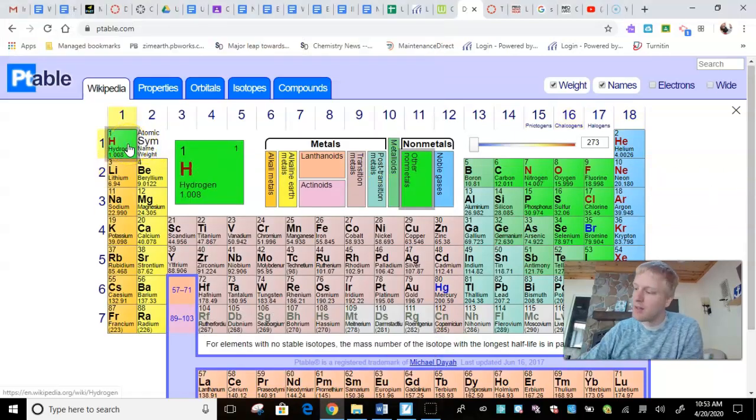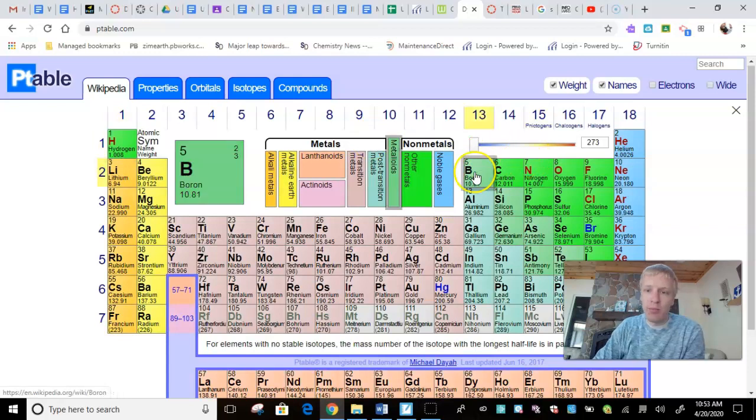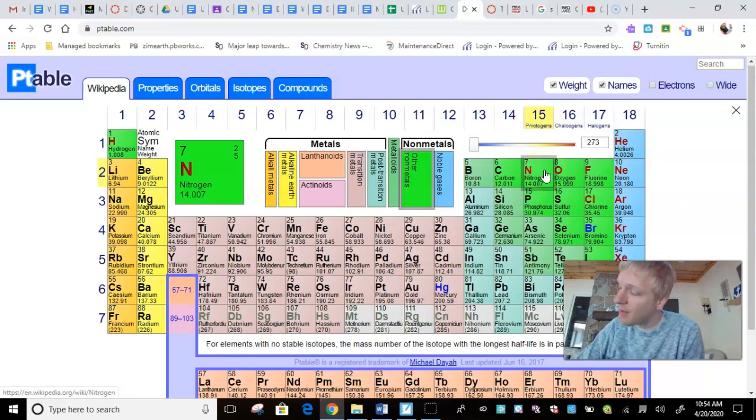Hydrogen has 1 valence electron, and beryllium has 1, 2. Moving on, boron has 3: 1, 2, 3. That's a lot of bonding sites. Carbon has 1, 2, 3, 4. That's a lot. And then nitrogen has 1, 2, 3, 4, 5. Now we're back to just 3 bonding sites, not as many as carbon. And oxygen has 1, 2, 3, 4, 5, 6.